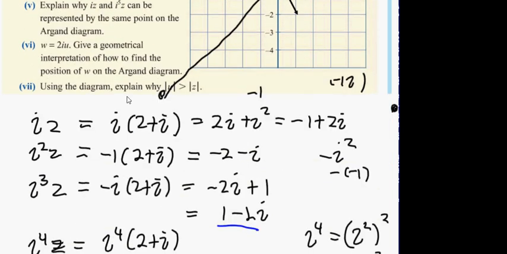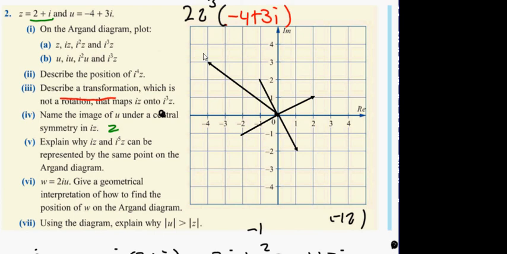Alright guys, use your diagram. Explain why the modulus of u is bigger than the modulus of z. Look at this. Here's the modulus of u here, represented in red.